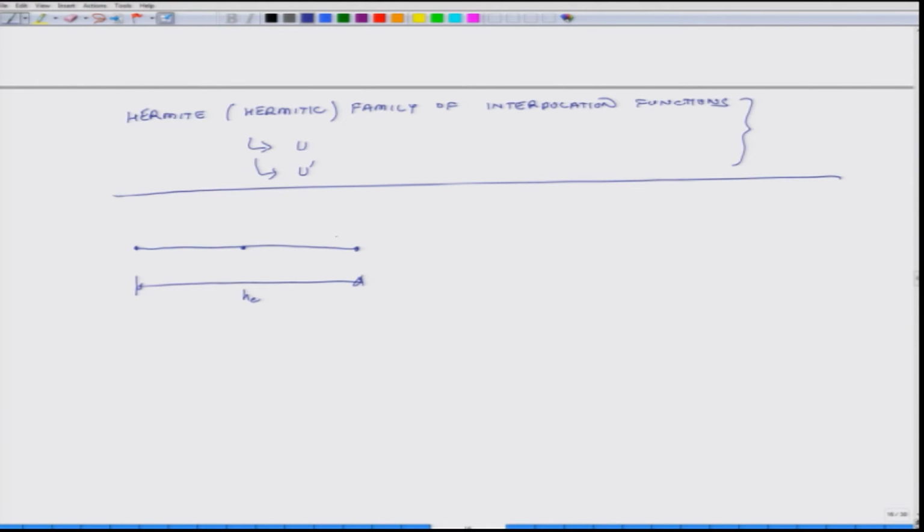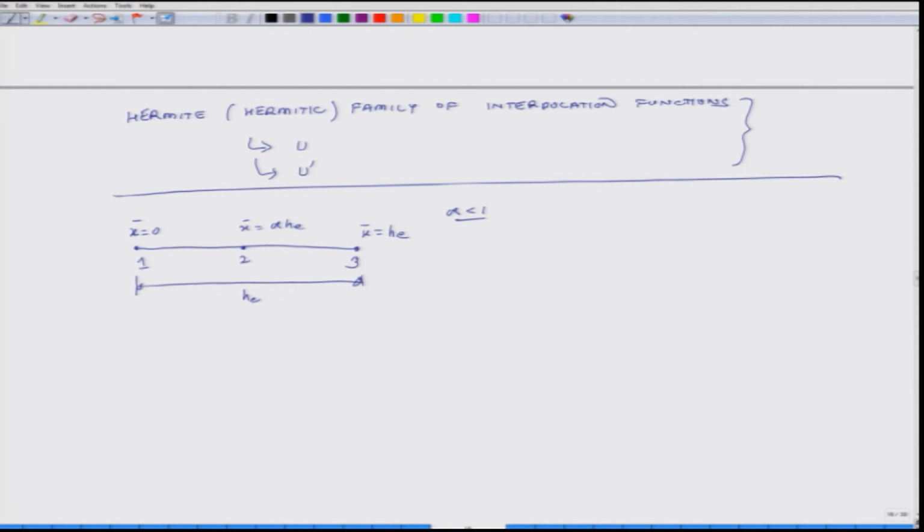So, it will have 3 nodes. The first node's location in the local coordinate system will be 0, x bar equals 0. Then, this is node 1, this is node 3, this is node 2. The overall length is HE, so this is x bar equal to HE, and let us say the location of the second point is at x bar equals alpha HE, where alpha is less than 1, some fraction. If it is perfectly located in the middle, then alpha will be half.